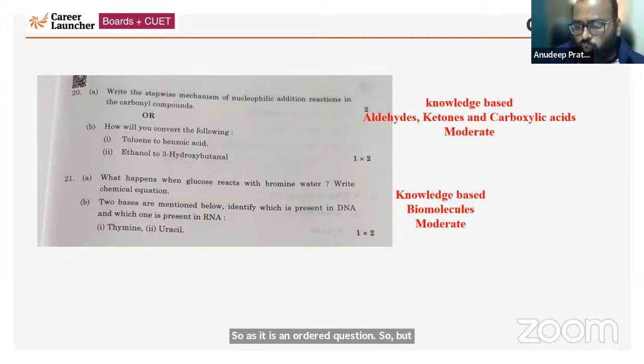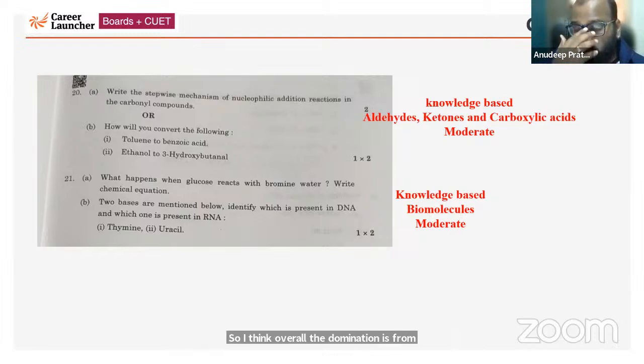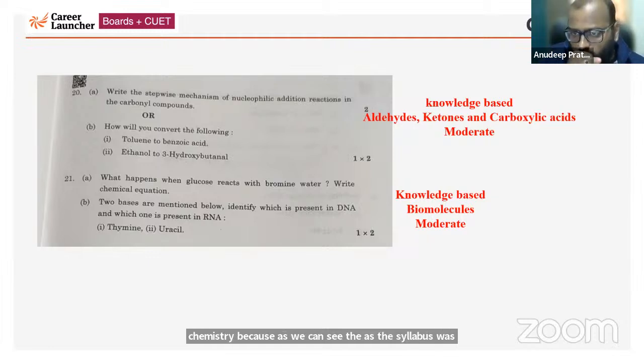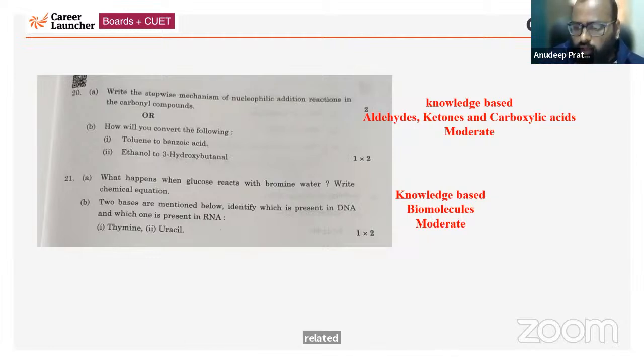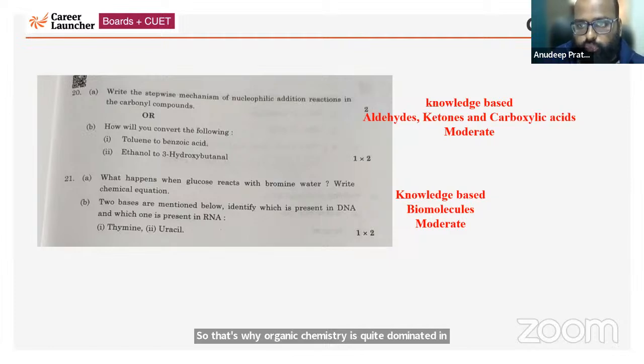It's given. So I think overall the domination is from organic chemistry because, as we can see, as the syllabus was deleted, most of the chapters fall heavily on organic chemistry. So that's why organic chemistry is quite dominant in this paper. Okay, so let's move to the next one.